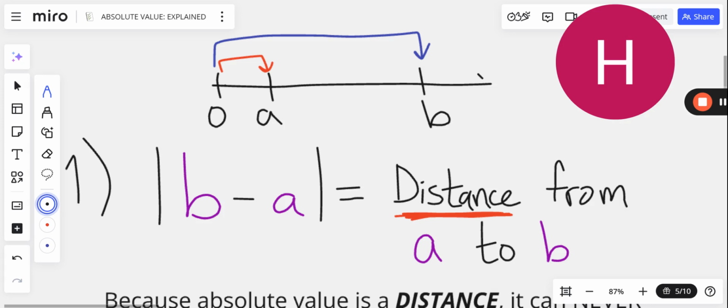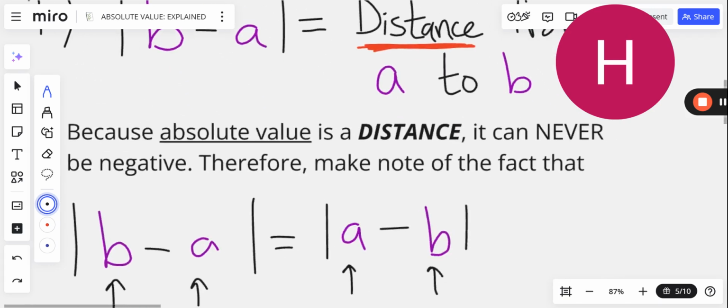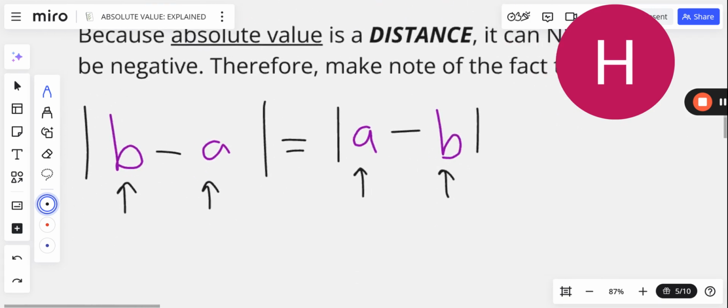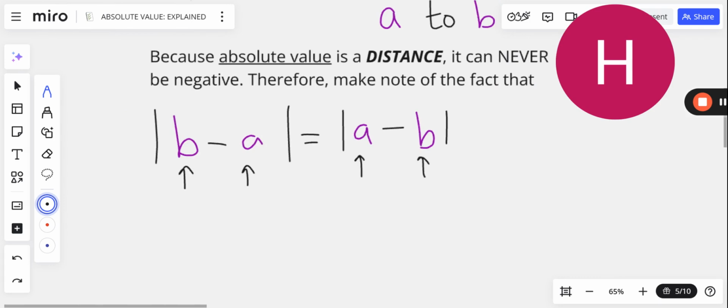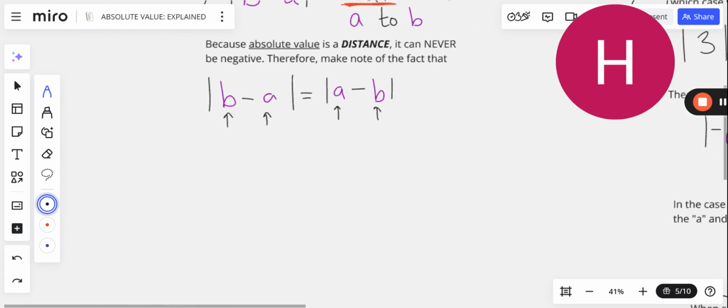So even though the number line exists with positive on the right and negative on the left, if we go from b to a, we're still covering a positive distance. You could just say that our position is getting negative because it's going in this direction. But the distance that we actually cover is still positive. Okay. So that's kind of a basic definition of absolute value.